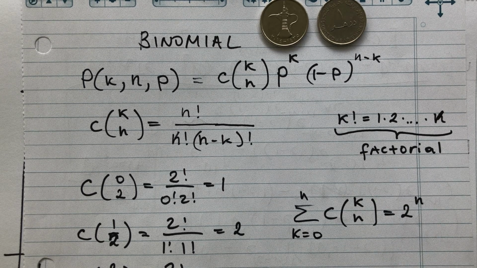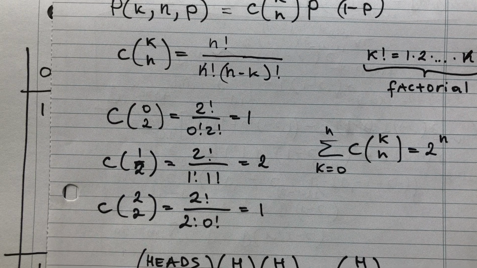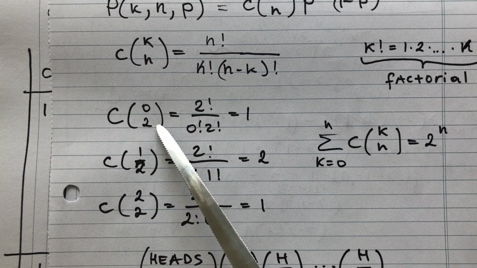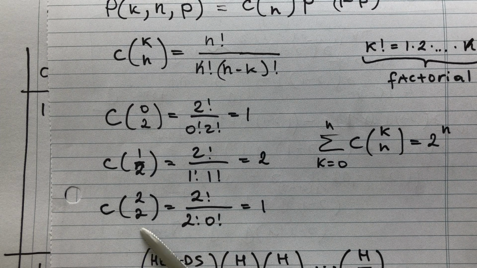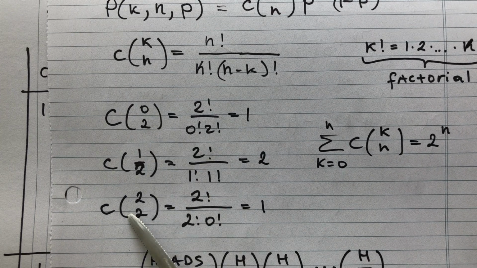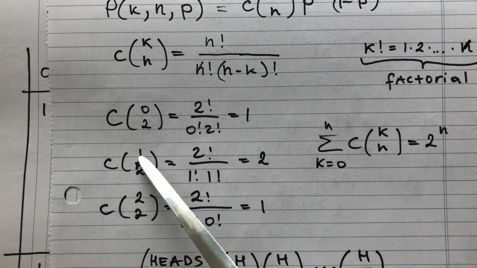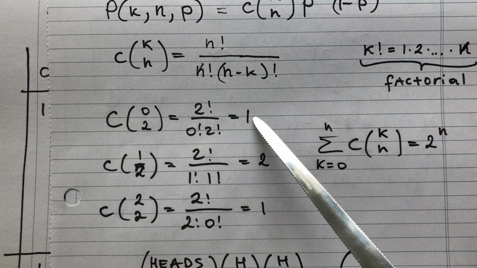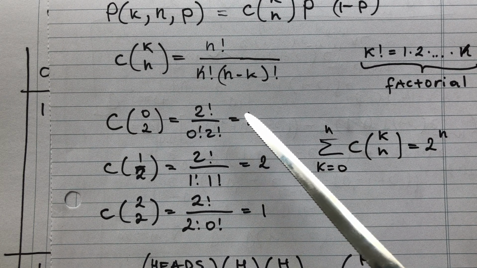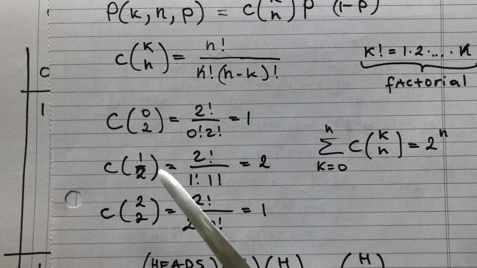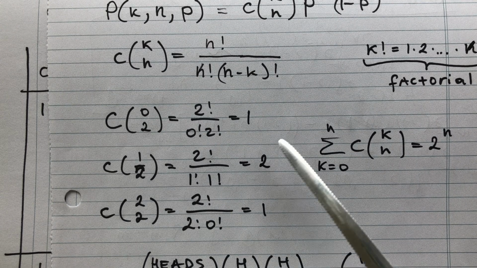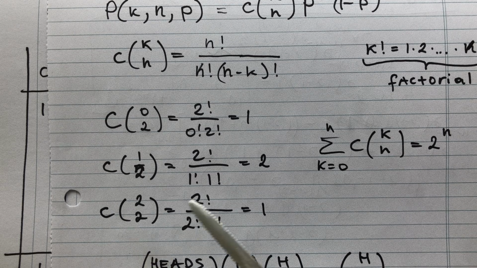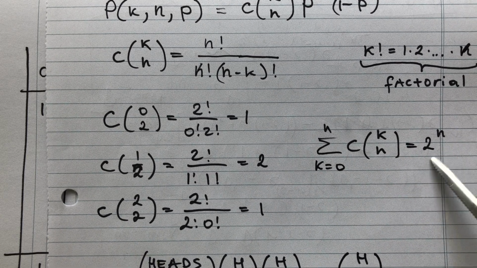So let's look at an example of 2 Bernoulli trials, which means we have 3 possible outcomes: 0, 1, and 2. 0 heads, 1 heads, maybe 2 heads. If we work out the formula, it renders us 1, 2, and 1. These are the binomial coefficients. If we add them all together, all 3 coefficients, we should get 2 to the power n. Let's see why.